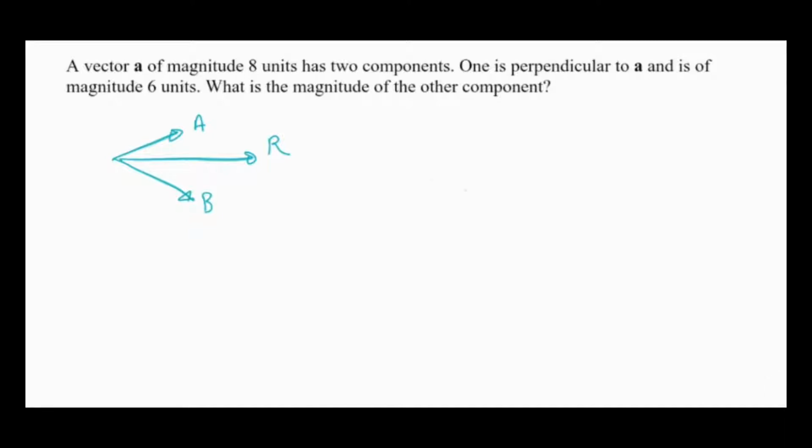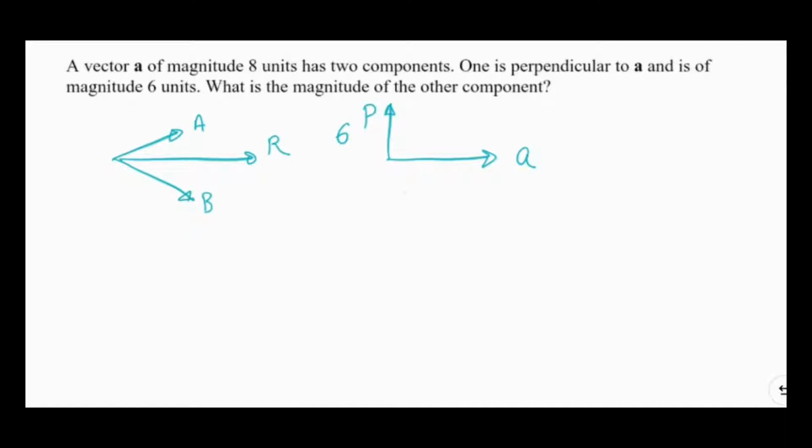In this question, vector A has two components, but these two components are not orthogonal. One component, let's assume it is P, is of magnitude 6, and the other component we need to determine. The magnitude of the other component is what is asked, so we need to find it.